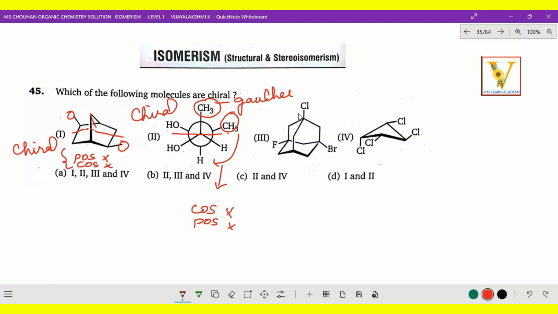Now the next one: chlorine is there, bromine is there, fluorine is there. As you see, it is completely unsymmetrical; when you cut anywhere, it is totally different. So this is actually a 100% chiral molecule. Here also POS, COS are absent, so easily we can identify.